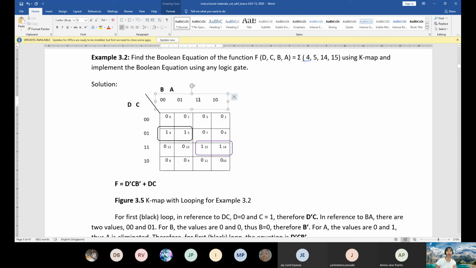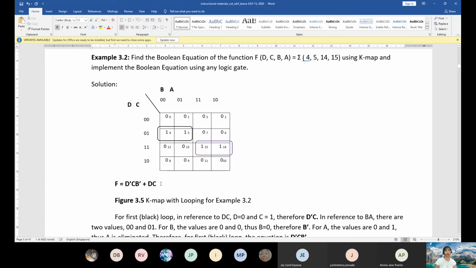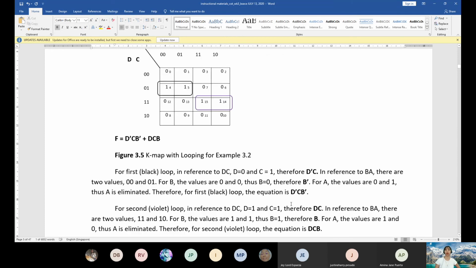Then you compare A to A. For A, we have 1, 0. What will happen to A? Eliminated. Whereas for B, we have B is 1, 1. Therefore, B is 1. Again, DCB. So the equation for this is F is equal to D prime C B prime plus DCB. So we have the same answer.